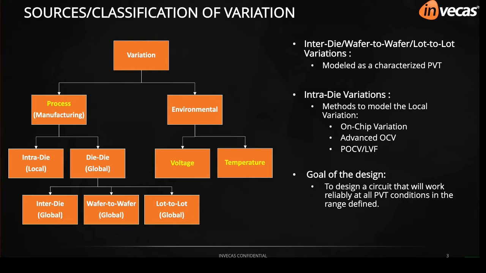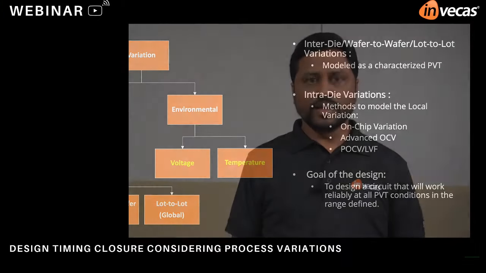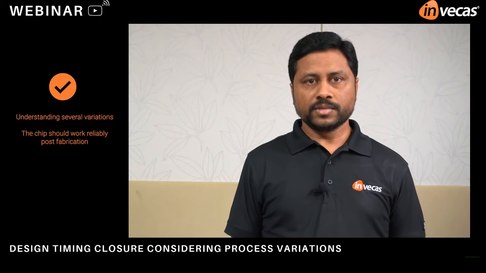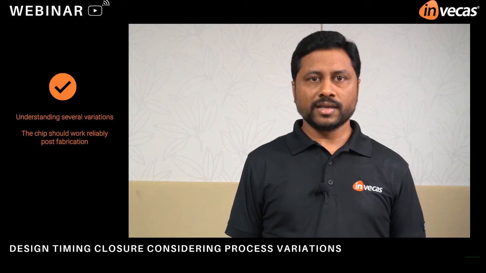When we come to local variations, these cannot be handled with the traditional corner based timing methodologies, and all the local variations need to be modeled by using different methods depending on the technology at which we are working. Some of these particular techniques are OCV, AOCV, POCV, and the latest one is LVF. The end goal for this exercise is just to make sure that the chip which is being manufactured will work reliably even after having the several variations in the manufacturing process.